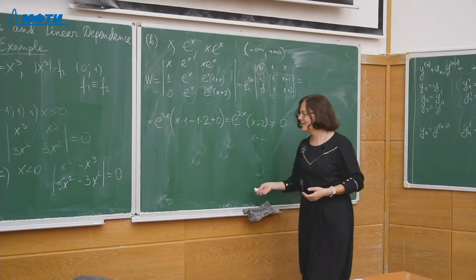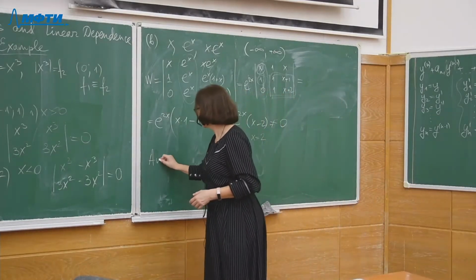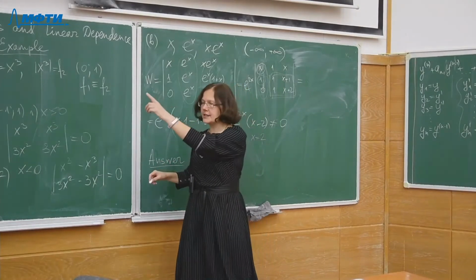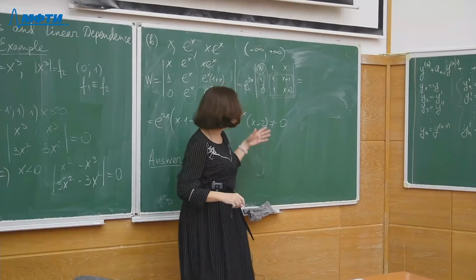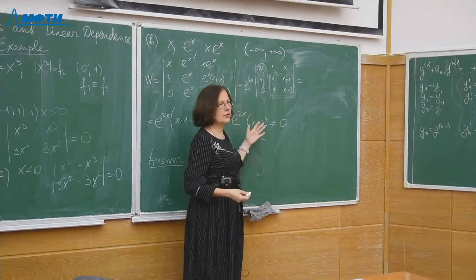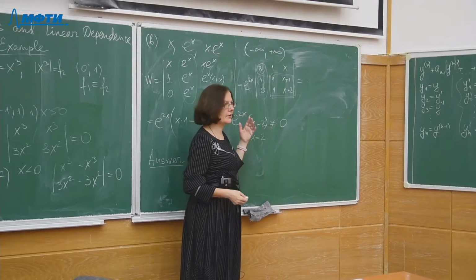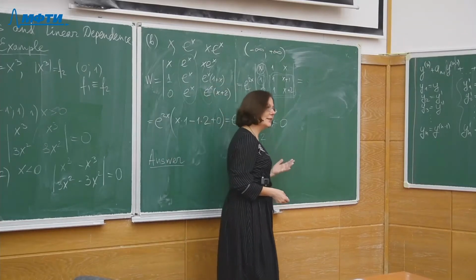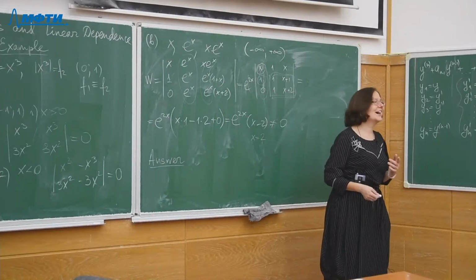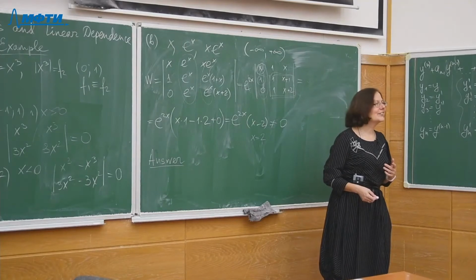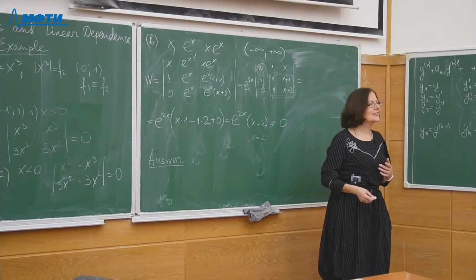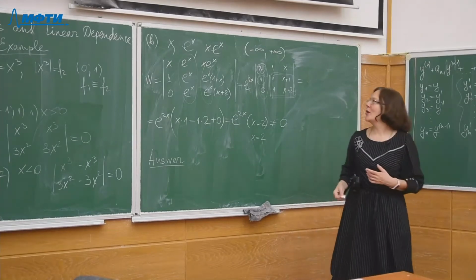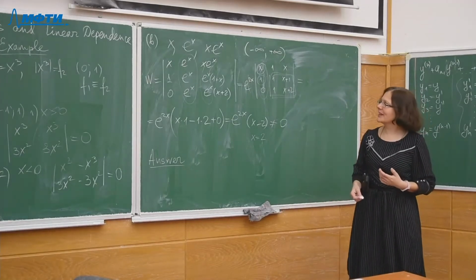Okay, so the answer. We need not try to find C1, C2, C3, because since the Wronskian is not 0 at least at one point, these functions are linearly independent. The question is, it's obvious those three functions are independent. Right. So if it's obvious, do we have to? Obvious? Why obvious? Maybe not.